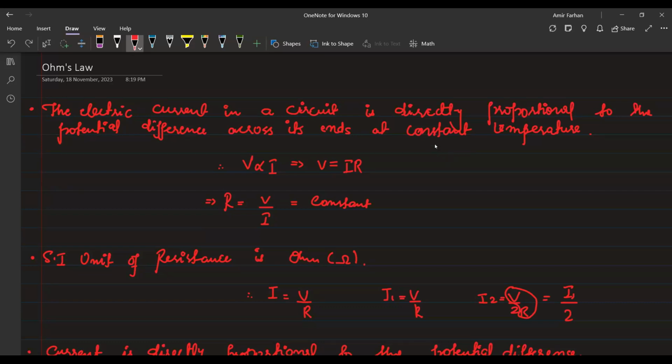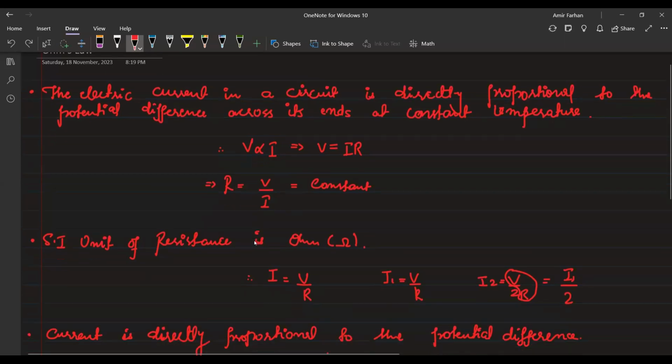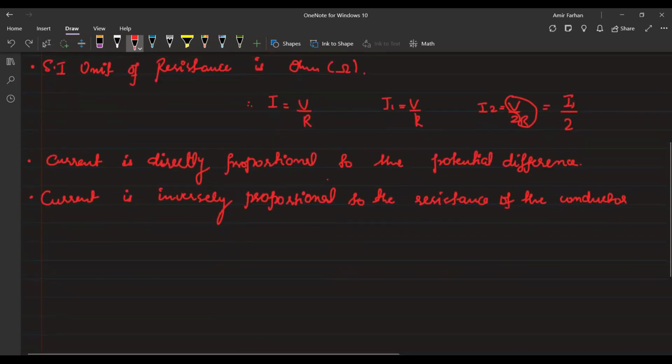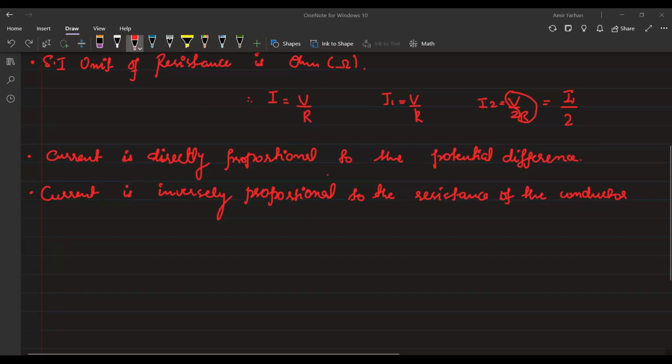Clear, everybody? Whenever you write Ohm's law, you have to use the words constant temperature. If you don't use that, your marks will be deducted. Definitely deducted. Clear? And resistance is the property of a substance which opposes the flow of current. Clear? Got it? Okay, so let's do some questions based on that.